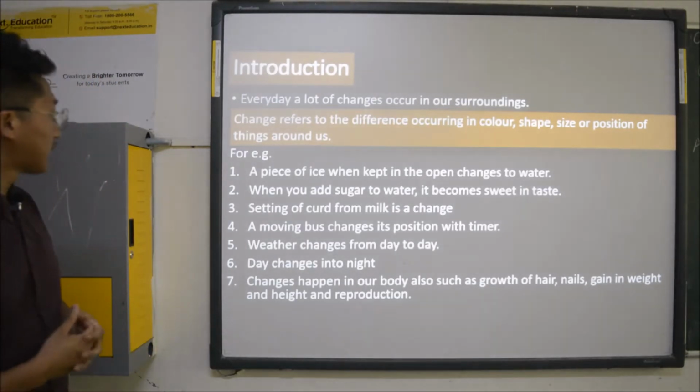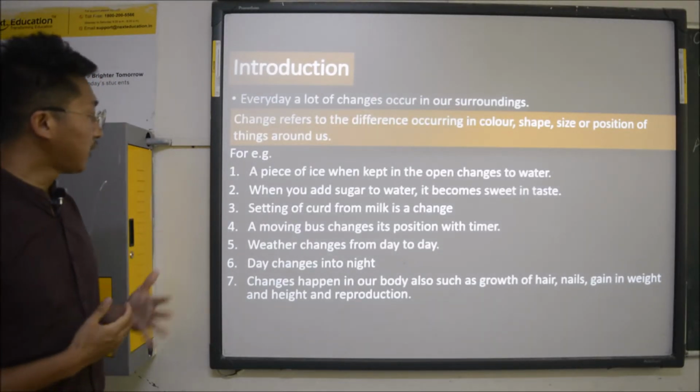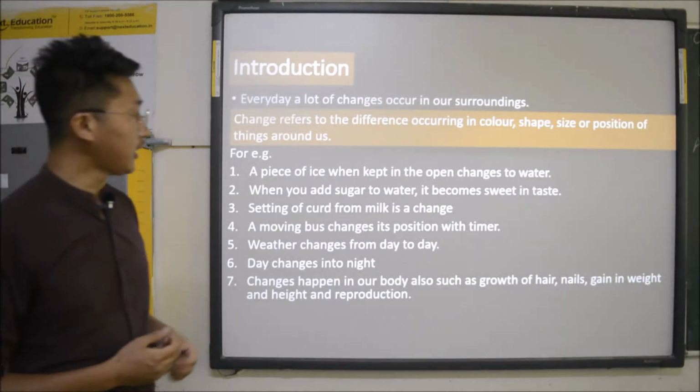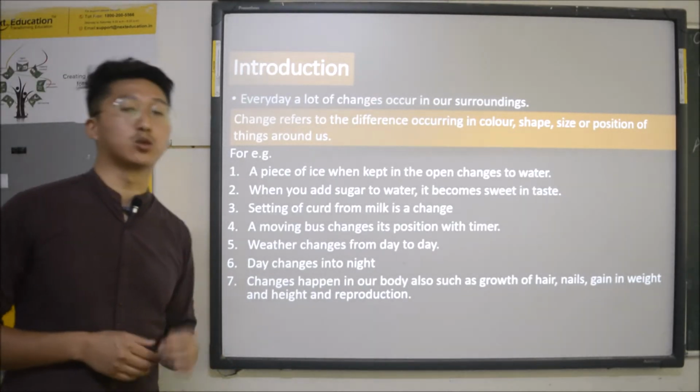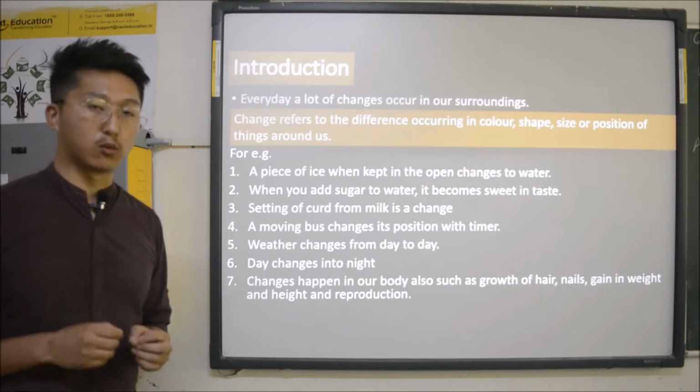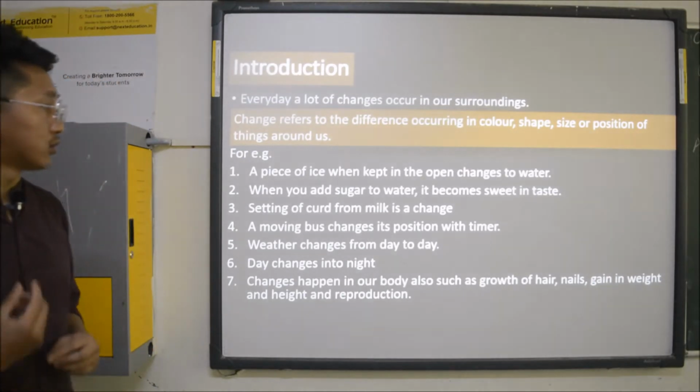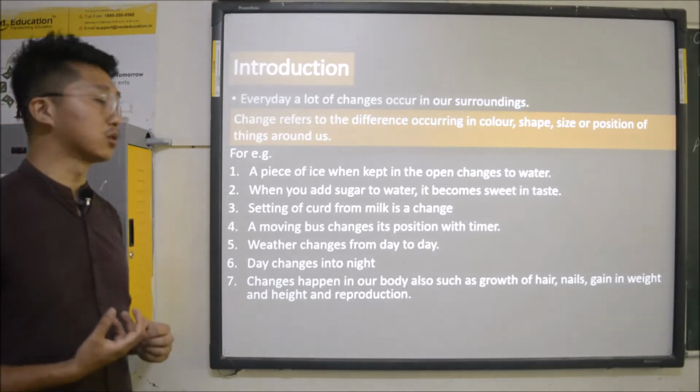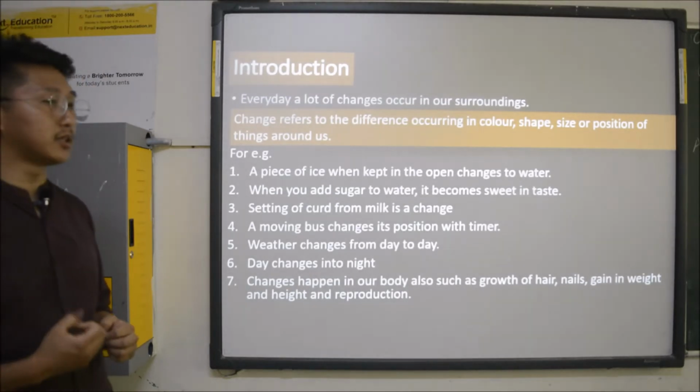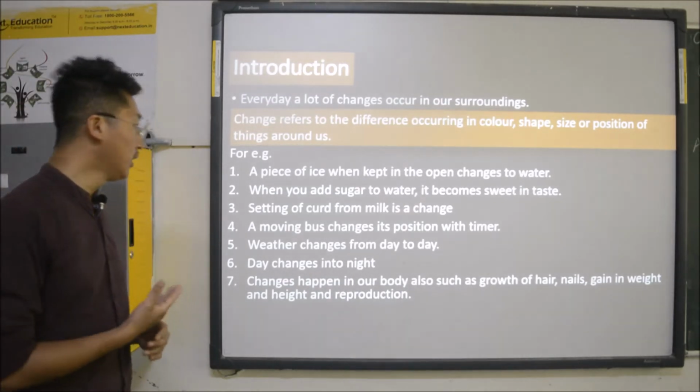The next example is when you add sugar to water, it becomes sweet in taste. So when we add sugar to the water, it becomes sweet in taste. So there is a change going on in the taste of water.